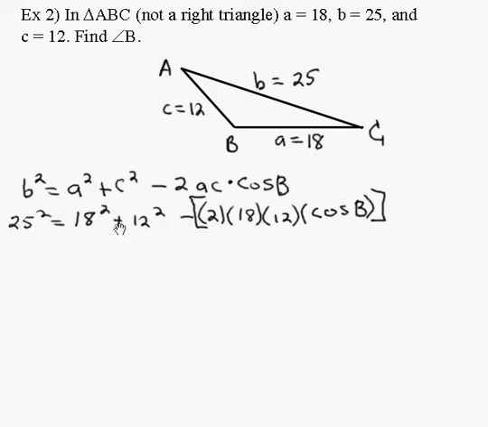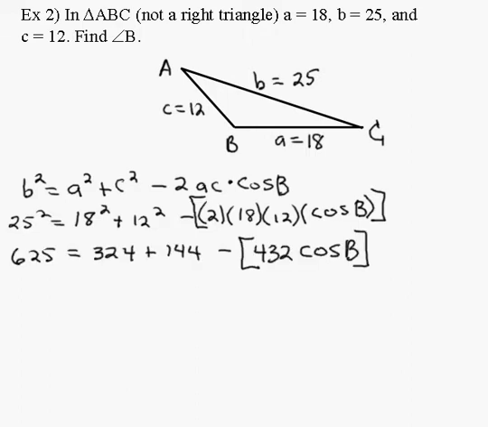Now, let's fill in what we know. B is 25, A is 18, C is 12, 2 is still 2, A is 18, C is 12, and we have to find the cosine. But you'll notice I added some brackets around here. And I did that on purpose so that students won't make a careless mistake. And I'll talk about that as we get further in this problem.